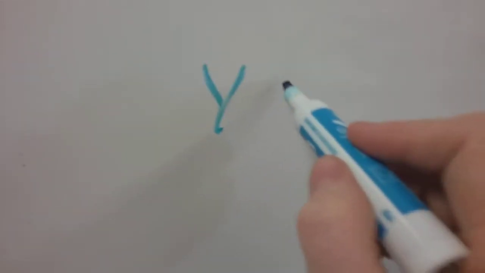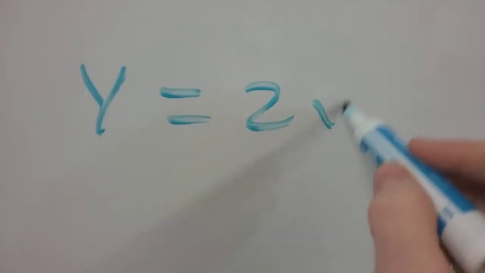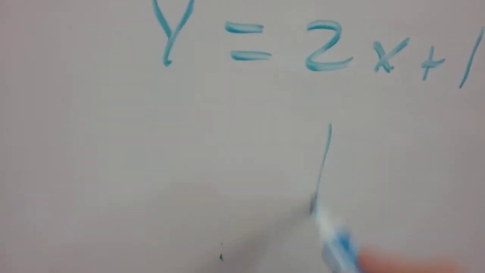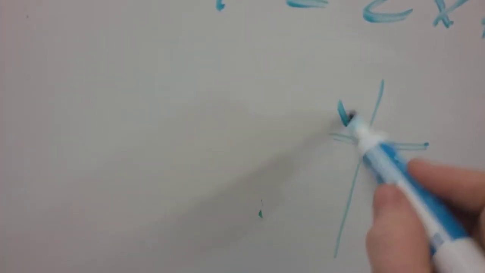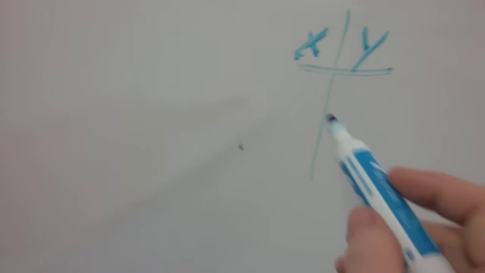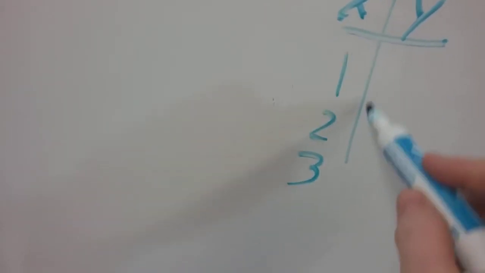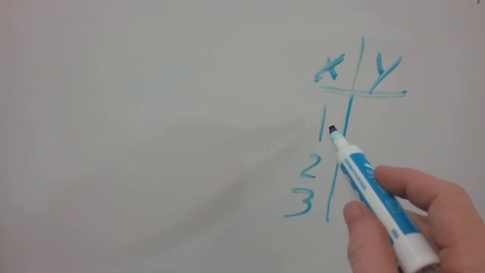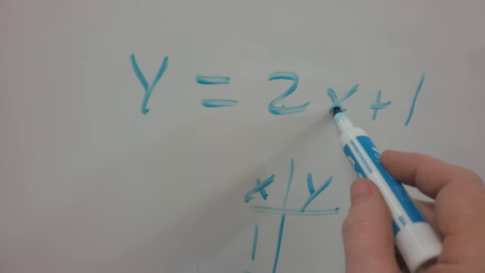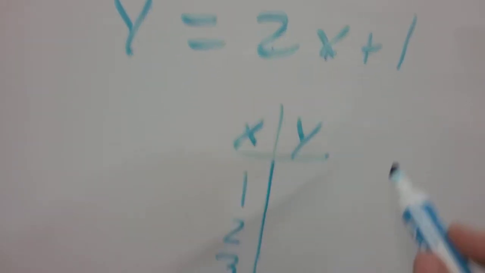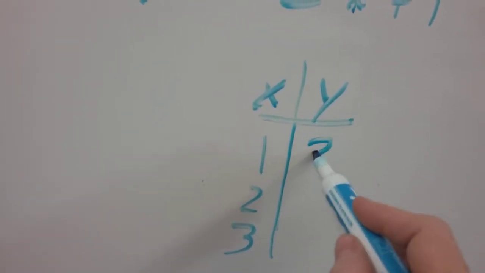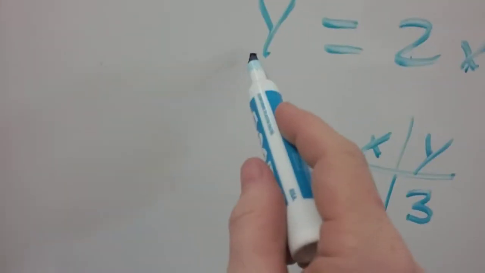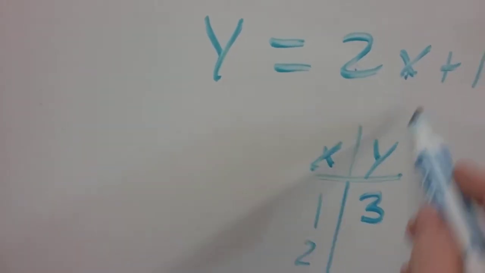If I write this equation, y equals 2x plus 1, and I choose some values, I'll make a little table here, x and y. If I choose the numbers 1, 2, and 3 for x, I can figure out what values I'll get for y. So if x is 1, 2 times 1 plus 1, you get 3. 3 equals 2 times 1 plus 1.